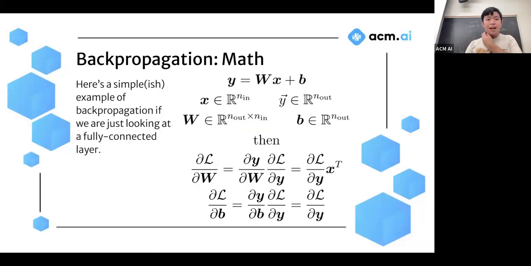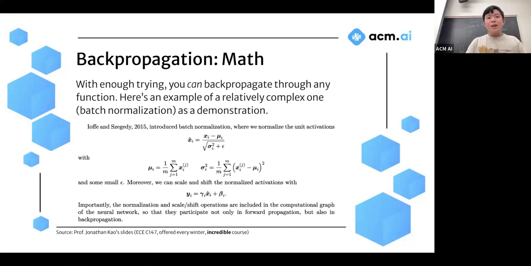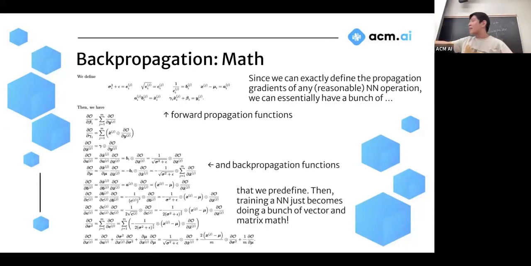Okay, yeah. And again, here's a simple-ish example of backpropagation. We're looking at a fully connected layer. It's just here to show you that this is the math behind it. And with enough trying, you can backpropagate through any function. Here's an example of a relatively complex one, batch normalization. If this is our definition, this is how you calculate the gradients. It's a lot of math, but the key thing is we can reach the end at some point. This is a very long equation, but it is something that we can calculate, and it is deterministically defined. The gradient is always this, and as long as we keep track of these intermediate values, we can do backpropagation.